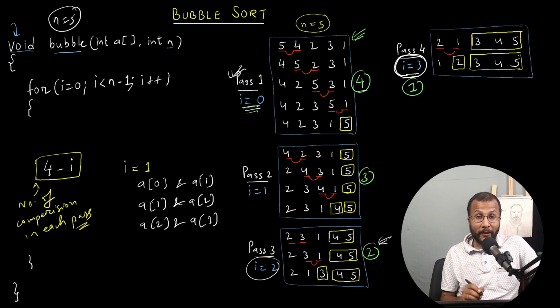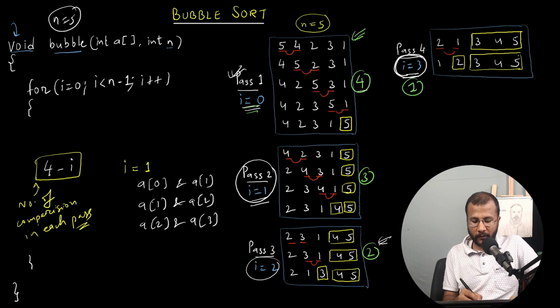Now to be able to write down our loop to take care of all the comparisons in a particular pass, let's take this example wherein we have i equals 1, that is, we are talking about pass number 2. Whenever i equals 1, the total number of comparisons that you need to perform in that pass is nothing but 4 minus i, that is 4 minus 1, which is equal to 3. So I have to make a total of 3 comparisons in that particular pass, that is pass i equals 1, that is pass number 2.